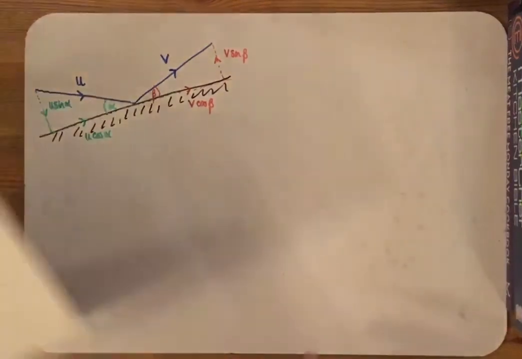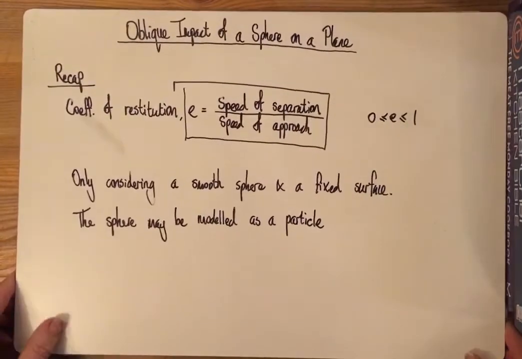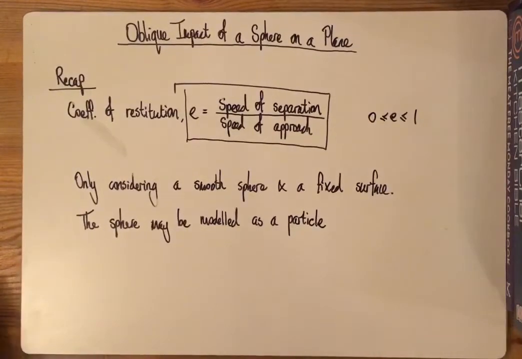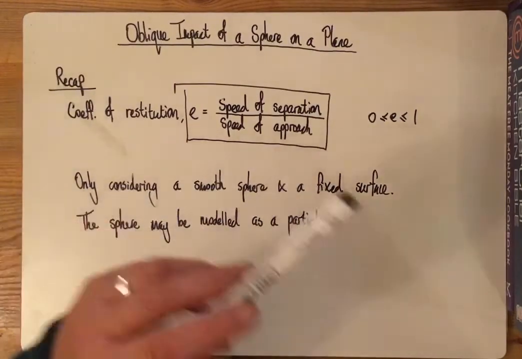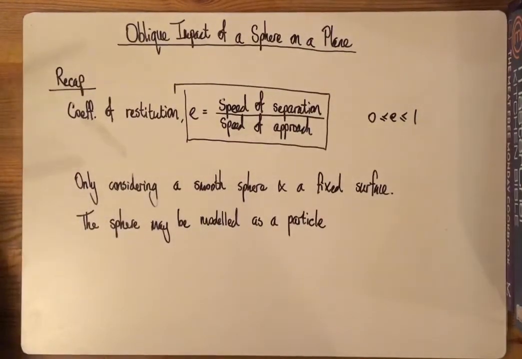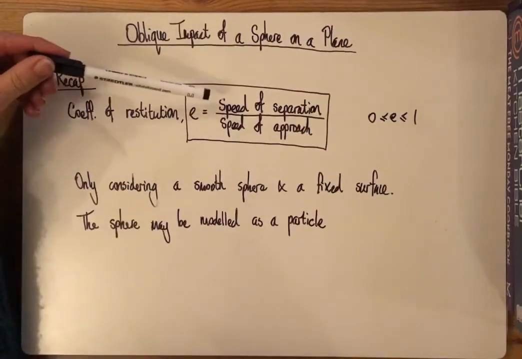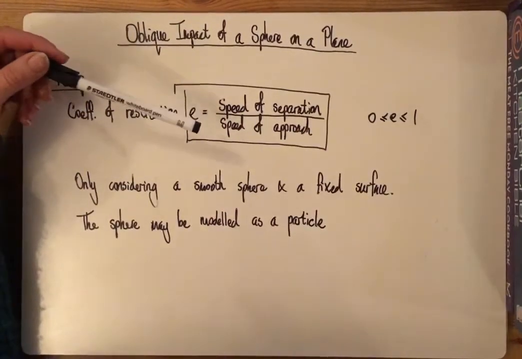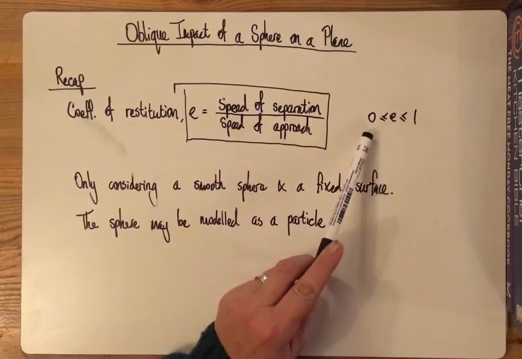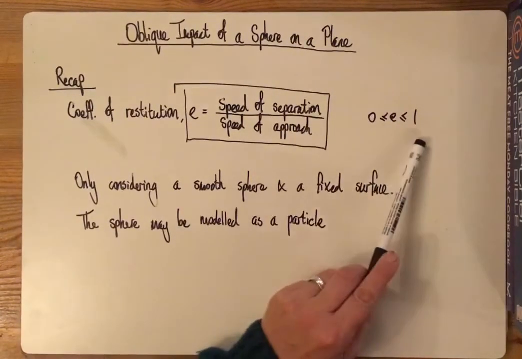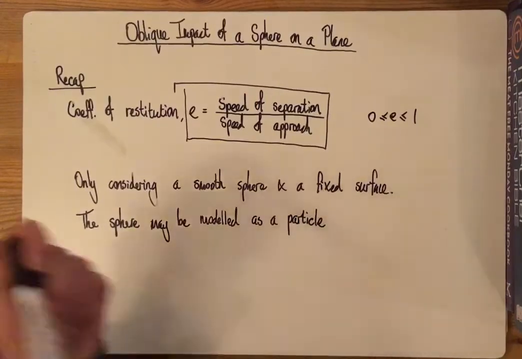Okay, we're going to look at oblique impact of a sphere on a plane. So, recap on coefficient of restitution. We're looking at a sphere hitting a plane and bouncing back off again. E is equal to speed of separation over speed of approach and takes values between 0 and 1. So that's perfect inelasticity to perfect elasticity.